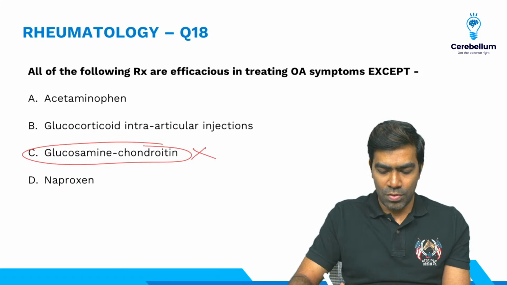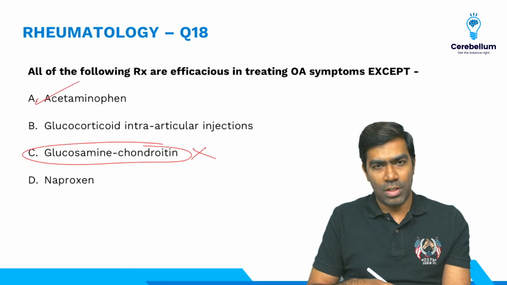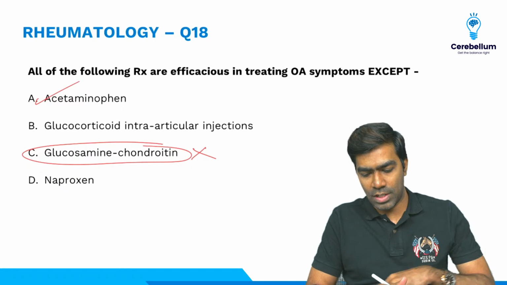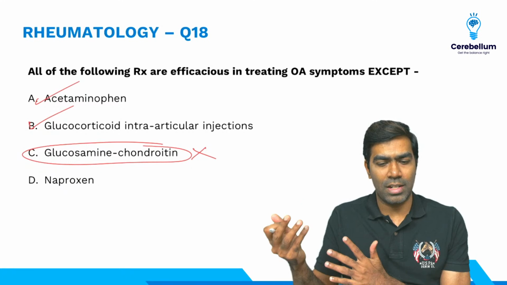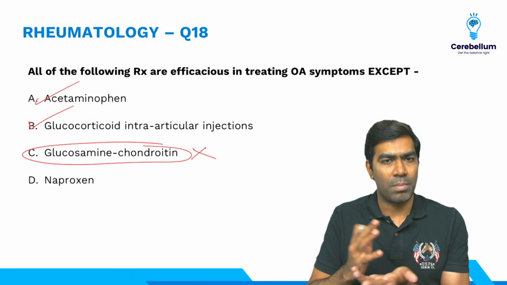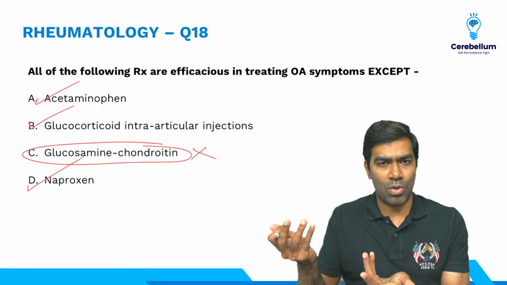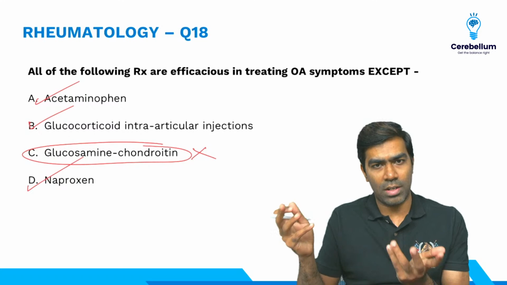So acetaminophen, yes, one of the main treatments as far as your osteoarthritis is concerned. It is the first line treatment of choice for many patients with osteoarthritis. Intra-articular glucocorticoid injections also can be used in selected patients, especially for knee joint osteoarthritis and hip joint osteoarthritis. You can try for some time. It will give a transient relief, and the response is unpredictable. Some people may respond, some people may not respond, but you can try. Naproxen, yes, definitely you can try. Even opioid drugs can be tried or topical capsaicin ointment can be tried. But what is not to be tried is glucosamine chondroitin injection, which is not at all going to be beneficial.